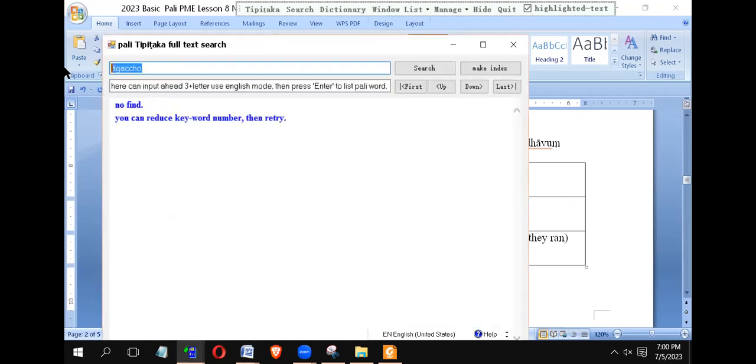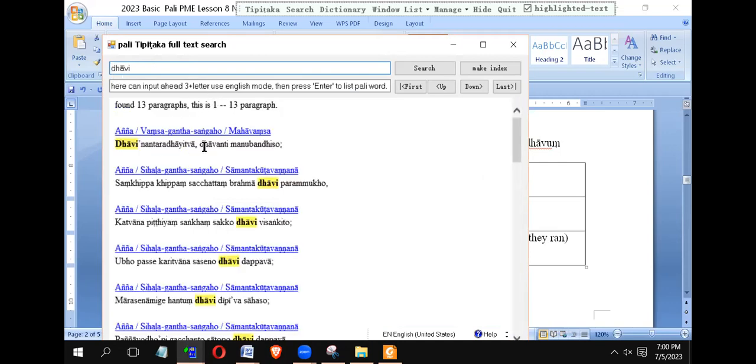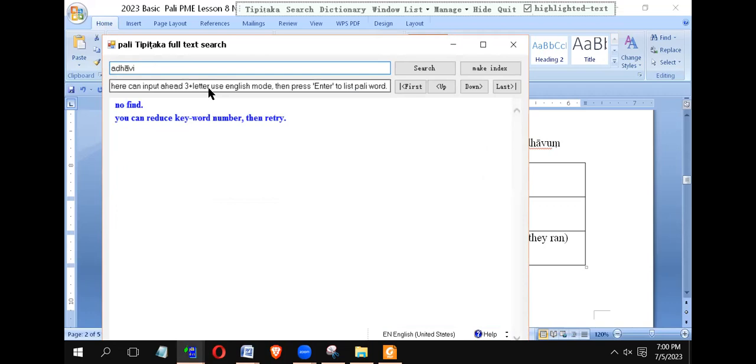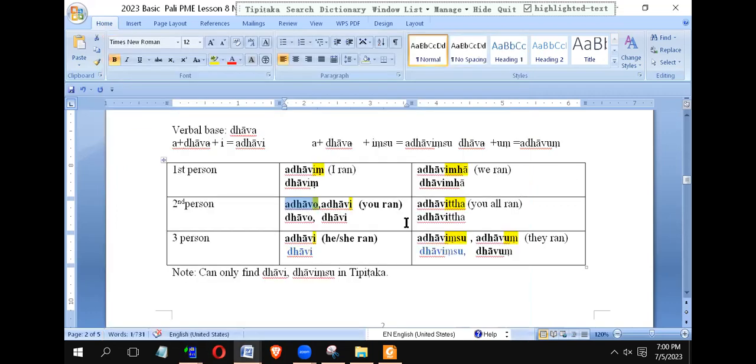So let us check. Do we have all here? No, not found. Also not found. Maybe drop the A. Yes, dawi is possible. Okay, put the dawi. See, you can see not found. So this means that this does not really exist here, but this really exists. All right. So this means that A can be dropped here.